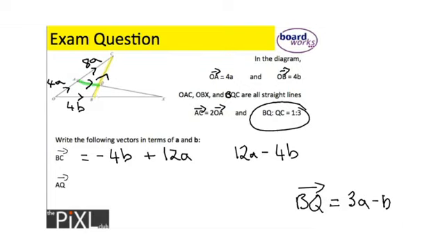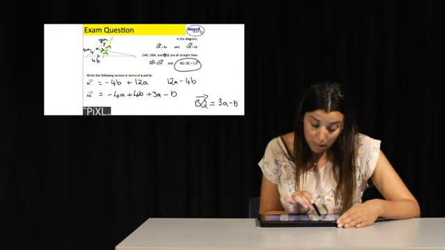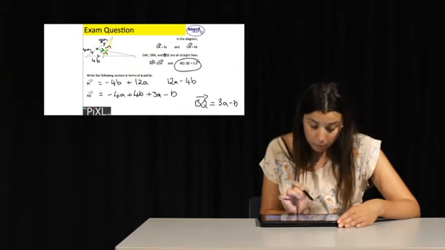So if we're starting from A and we want to get to Q, we need to go backwards on our 4A, so that's negative 4A, forwards on our 4B, so that's plus 4B, and we need to go forward on our section here from P to Q, which we have here as 3A take away B. As in our previous example, there's no reason why, when we want to travel from A to Q, that we can't go in the other direction. We will get the same answer.